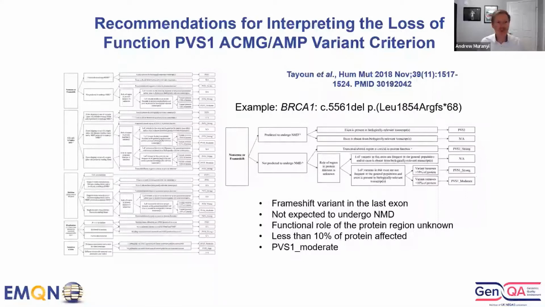This example is from a scheme that happened a couple of cycles ago, a BRCA1 5561del. This is a frameshift variant, so it would follow the first point in the decision tree. It's a nonsense-causing frameshift. This variant occurs in the last exon, so it's not predicted to undergo nonsense-mediated decay. The functional role of this protein region is unknown, and less than 10% of the protein is affected. So we end up with a PVS1 moderate strength.